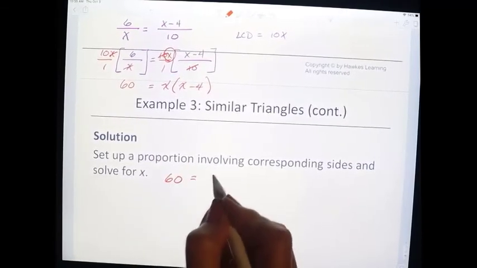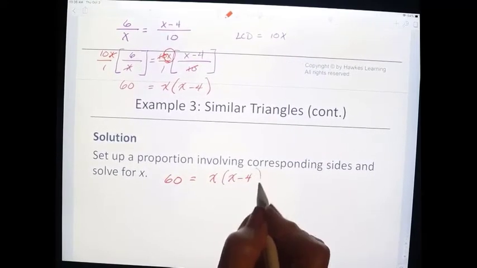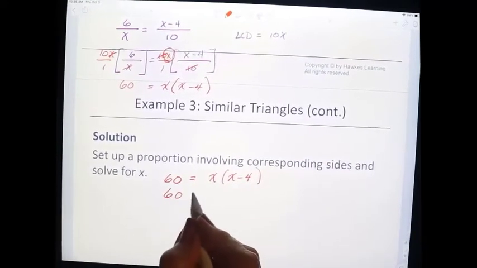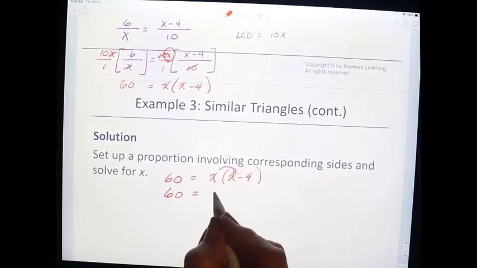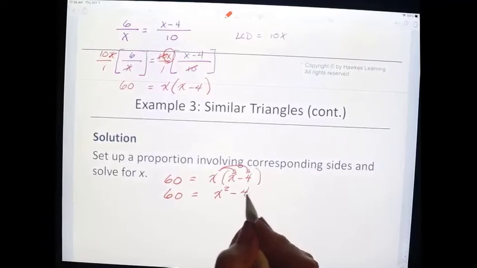All right, so once I was working along, I ended up down here with a line that reads 60 equals X times X minus 4. The reason I wanted to show you this one is to do a little review here. When we distribute this X, you get a second degree equation.